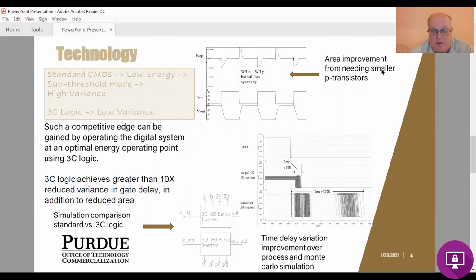The simulation waveforms on the slide demonstrate this. The input is at the top, the 3C logic inverters are in the middle, and then the standard CMOS is at the bottom. And these waveforms illustrate clearly that the 3C logic is significantly improved in variation over the process. Another advantage that goes along with the reduction in variation is an area improvement, pretty much from needing to use smaller PMOS transistors.